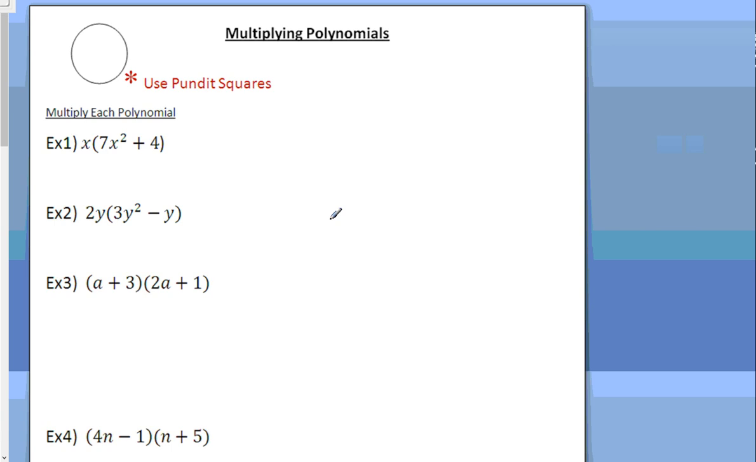All right, this lesson is going to be on multiplying polynomials. It's going to be very similar to the distributive property lesson that we did very early in the school year. But what I'm going to be doing now is teaching you something called Punnett squares. And forgive me if I'm spelling it wrong, but Punnett squares are a way of multiplying hard distributive properties. Let me give you an example of a Punnett square.